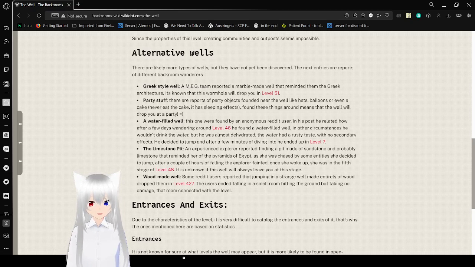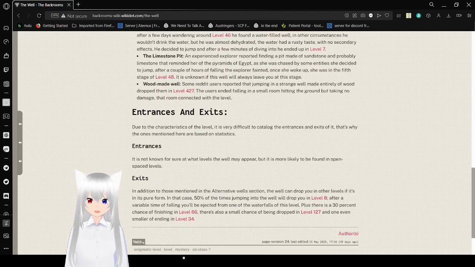A water-filled well. This one was found by an anonymous Reddit user, and it is supposed to be related how after a few days wandering around level 46, he found a water-filled well. In other circumstances, he wouldn't drink the water, but he was almost dehydrated. The water had a rusty taste, with no secondary effects. He decided to jump, and after a few minutes of diving, he ended up in level 7.